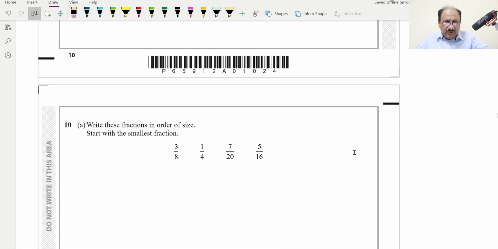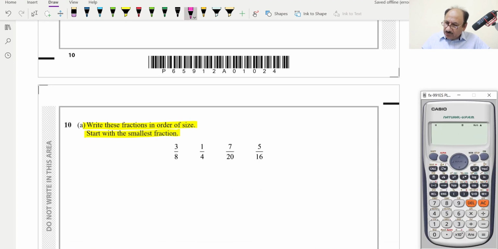Next, question number 10. Fractions are provided. Write these fractions in order of size. Start with the smallest one. So what we'll be doing, we will be converting these fractions into decimals, so that we can compare.